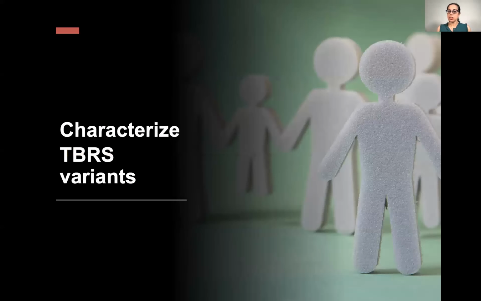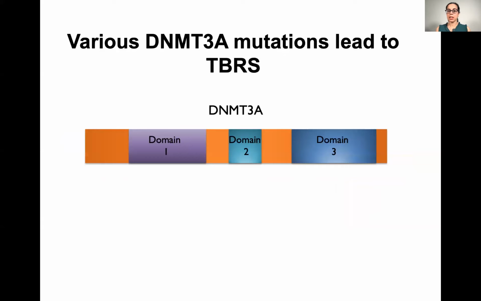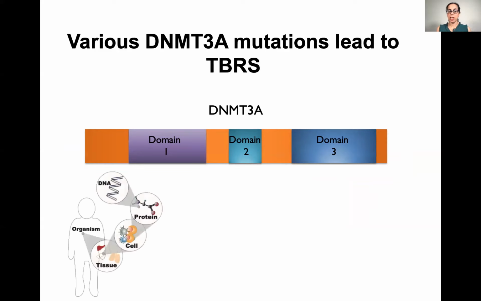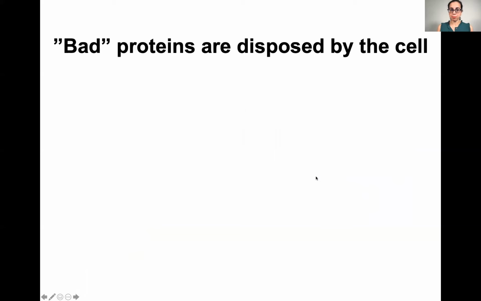The next topic I want to talk to you about is how do we separate the different mutations? How do we learn about each of those mutations in TBRS? It's really remarkable when you think about DNMT3A, which is a really big protein or a big gene, and it has a lot of domains, and each of those domains does something else in the cell regarding DNMT3A function. As I told you, this affects how the DNA is read, how the proteins are made, and how the cell and the tissue respond. So in TBRS, we have mutations all over those three domains, and each of them is really different. But what does it do and what does it mean?